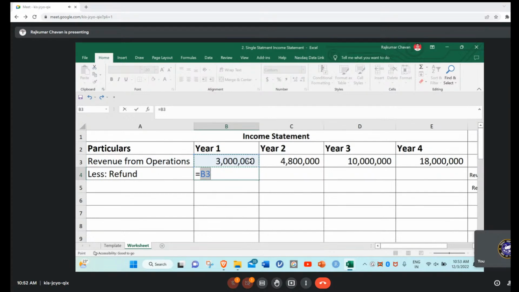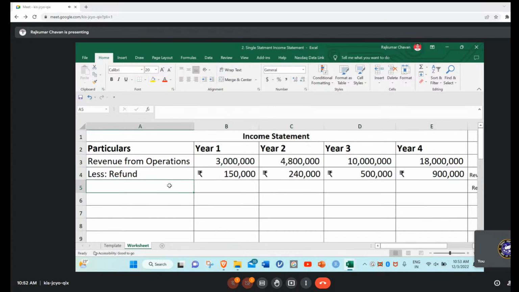Tell me, refund is how much percent? 5%. So into 5 percentage. What is the answer? 1,50,000 rupees. Now what we should do, just you keep it here, look at here how to drag it, right hand side you just press it and drag it. Did you got all the answer? Yes. So we got revenue from operation minus what? Refund. Let us do one more.